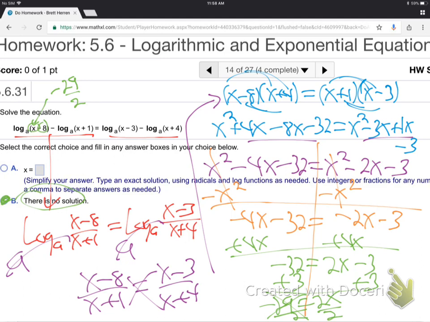Right. If it violates any one of them, it's out. That's right. If it makes the inside of any log 0 or negative, throw it away.